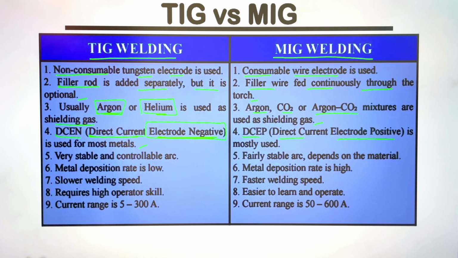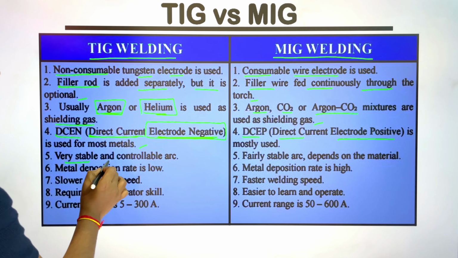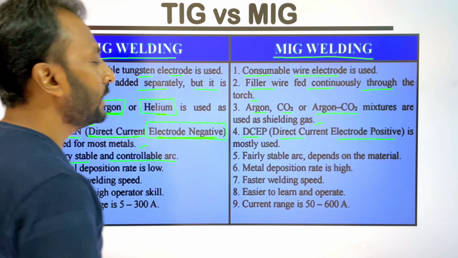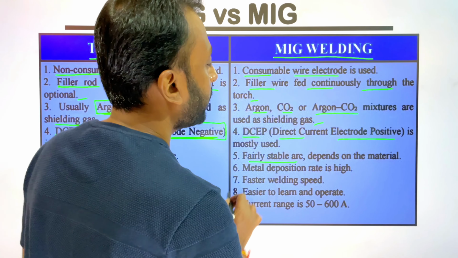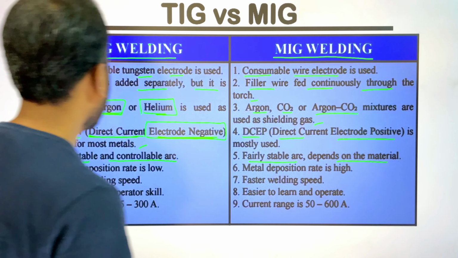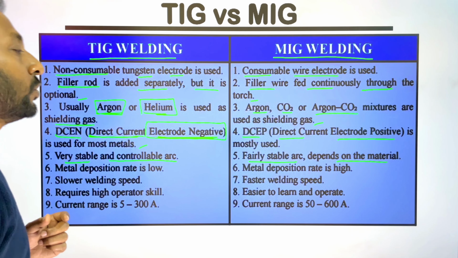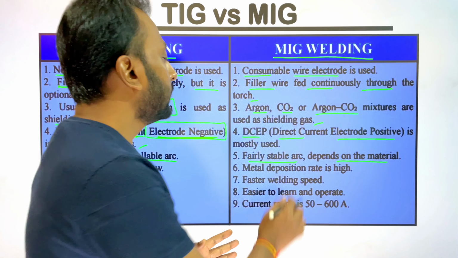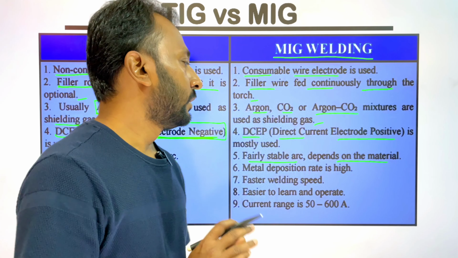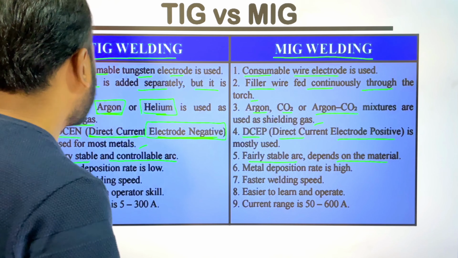The next difference is that in TIG welding we get a very stable and controllable arc, but in MIG welding the arc is fairly stable and it also depends on the material. So in TIG welding the arc is very stable and also controllable, but in MIG welding the arc is only fairly stable. Also it depends on the type of material.